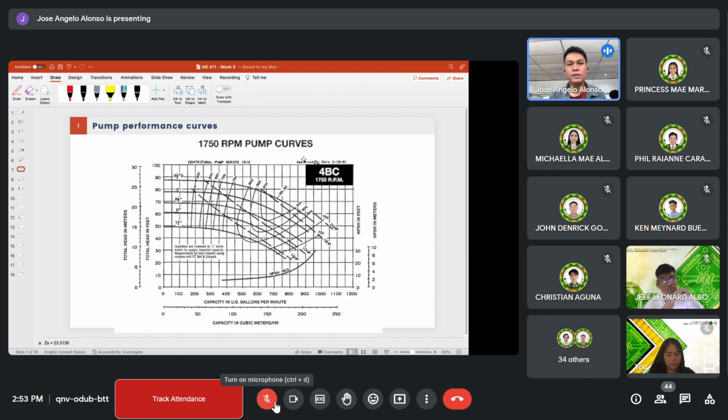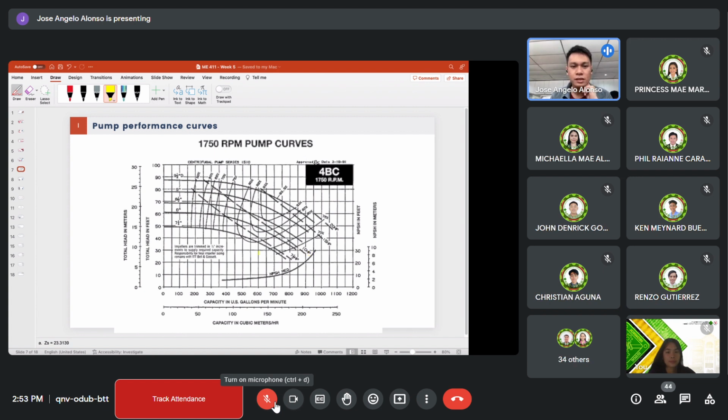Okay, so let's move. Tinatawag na graphical method naman to determine the pump performance is using the pump performance curve. Hopefully makita nyo ng maayos. Medyo maraming details na binibigay dito class. Isa-isahin natin yan para mas madali nating maintindihan.